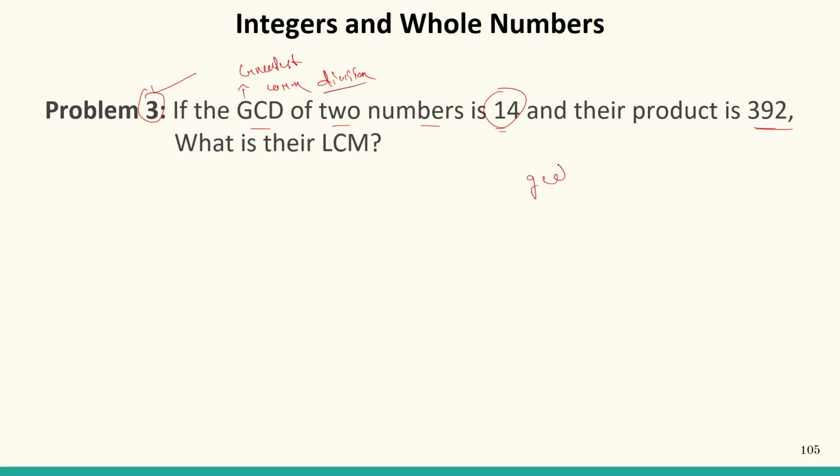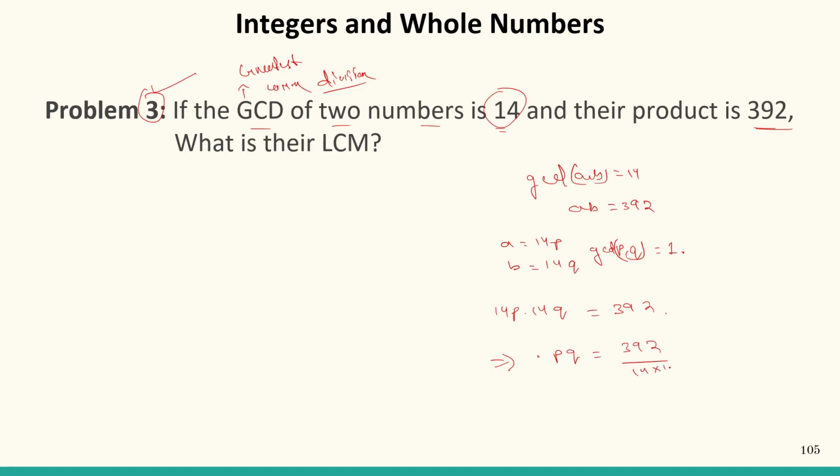So GCD of A and B is equal to 14, that is given here, and AB is given as 392, right? Since 14 is there, let A be equal to 14P. We can assume this, and B is equal to 14Q. And P and Q are co-primes, that is their GCD, greatest common divisor, is equal to 1. So basically 14P into 14Q is equal to 392. So this implies that PQ is equal to 392 by 14 into 14.